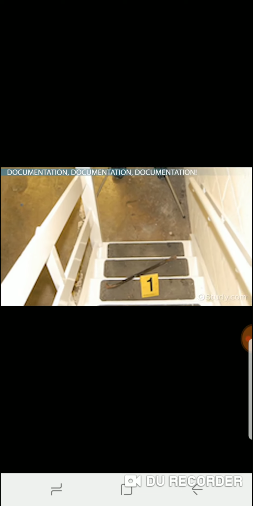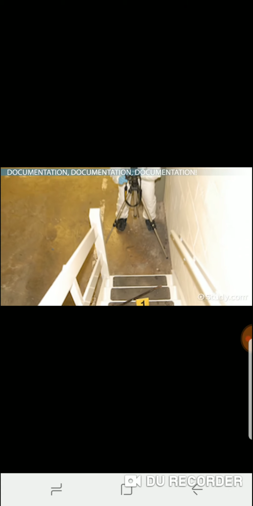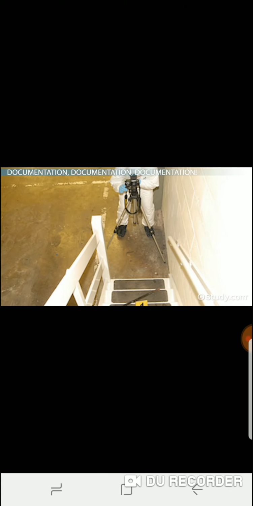Most police agencies and crime labs will label items of evidence with a number once it has been located. In the picture, the investigator has labeled the crowbar as item number 1 and is photographing it in place. This is usually the starting place for documenting the location of the evidence. Once the item has been photographed, crime scene investigators will take measurements of the evidence to further document its location.